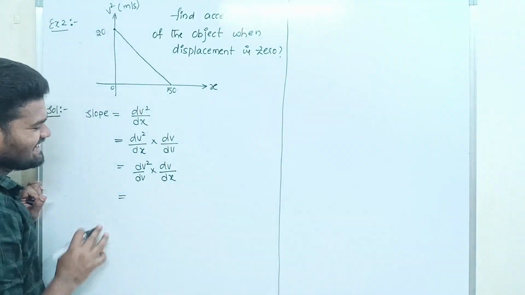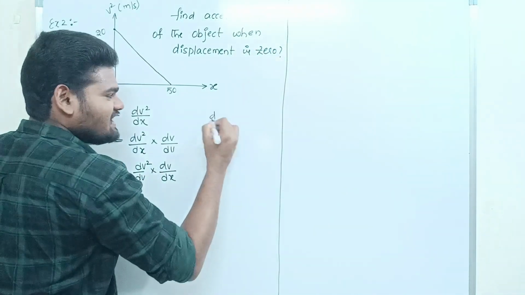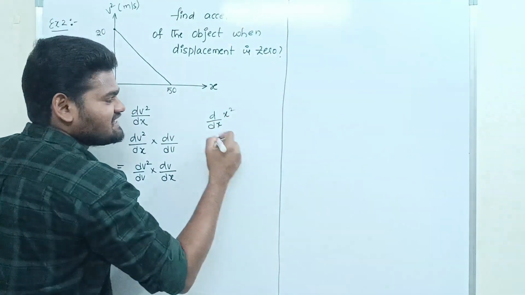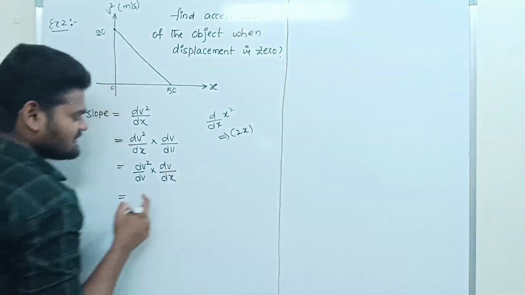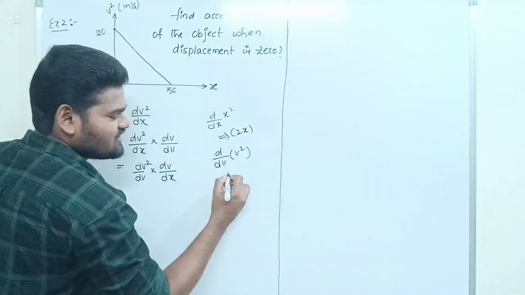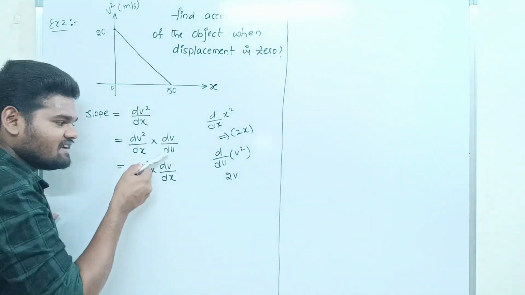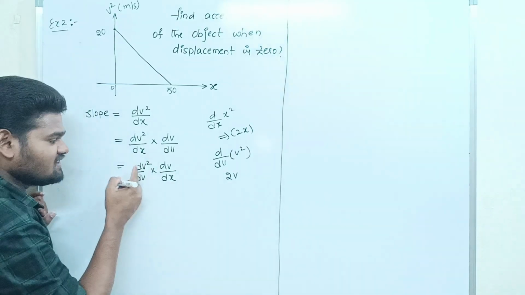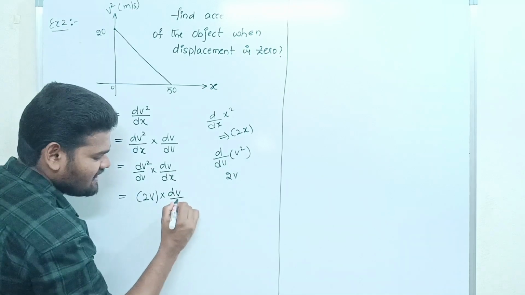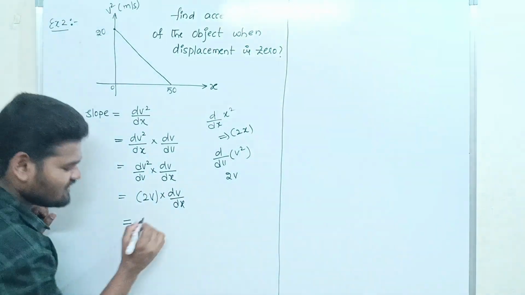Okay, thank you. So here we have d by dv of v square. Have a look. d by dx of x square. What is its value? Differentiation of x square is how much? 2x. Here we have d by dv of v square. What is its value? 2v. Just here I multiplied and divided with dv. So d by dv of v square becomes 2v into dv by dx. Are you getting? Right.